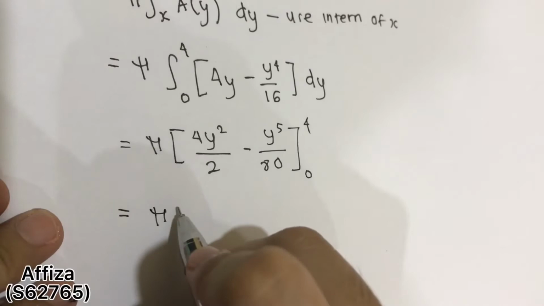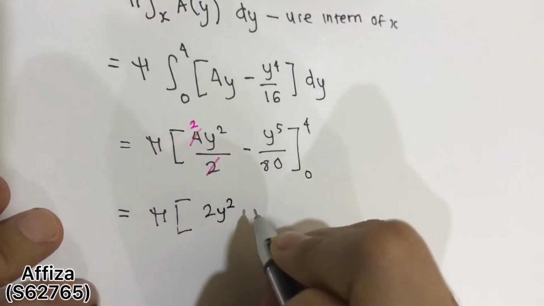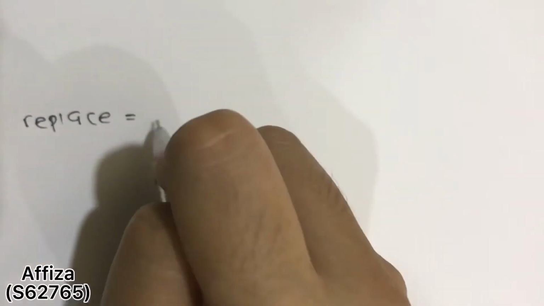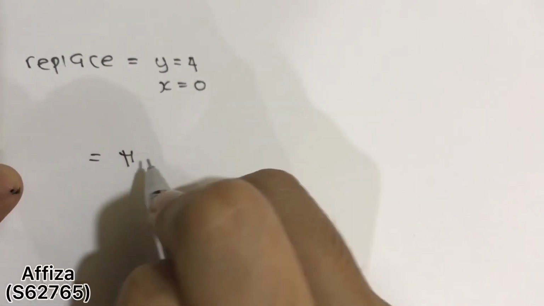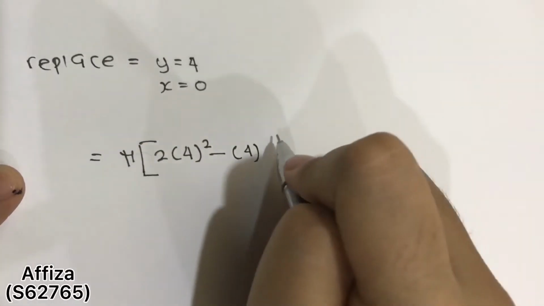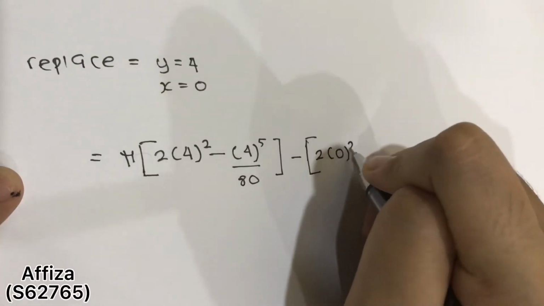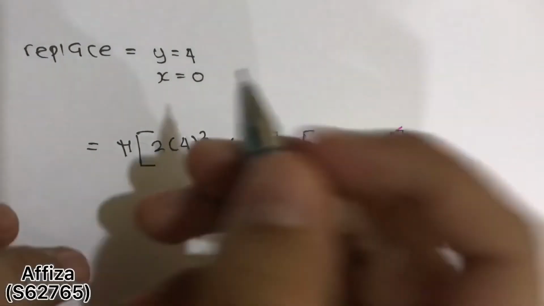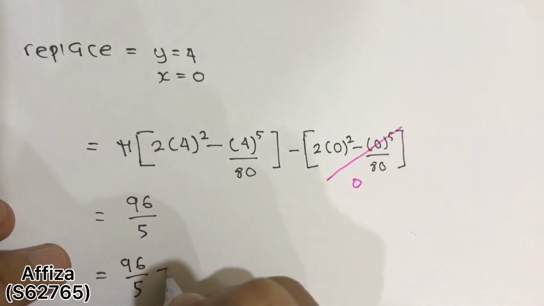Okay, for the next step, as usual, after we substitute the numbers, we need to simplify and we get the answer after we expand, which is pi times 2y squared minus y to the power of 5 over 80. So the final step is we just replace y equals 4 and y equals 0. So we just need to write pi bracket 2 times 4 squared minus 4 to the power of 5 over 80, and actually we don't need to find the value at 0 because we know it's 0. So we just focus on y and we get the final answer, which is 66 pi over 5. Okay, that's all. Thank you.